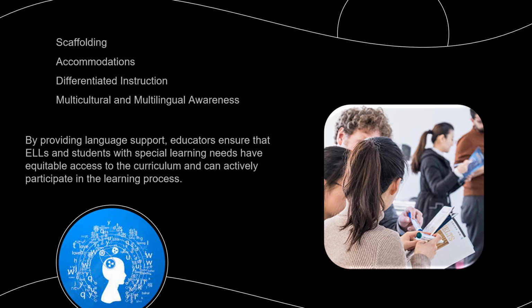By implementing scaffolding, accommodations, differentiated instruction, and fostering a multicultural and multilingual awareness, primary school English language teachers create an inclusive and supportive learning environment that promotes language development, academic success, and the overall well-being of all students.